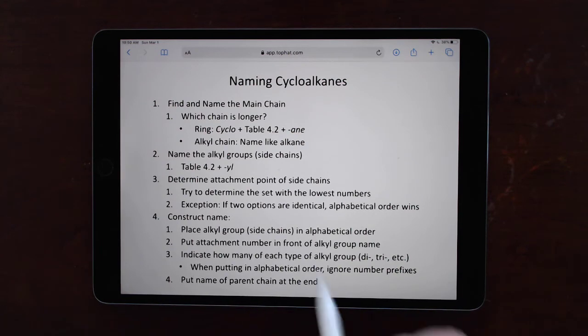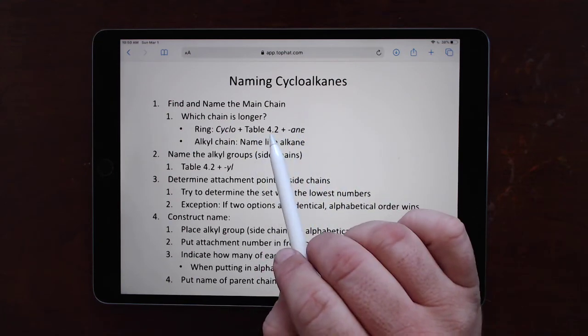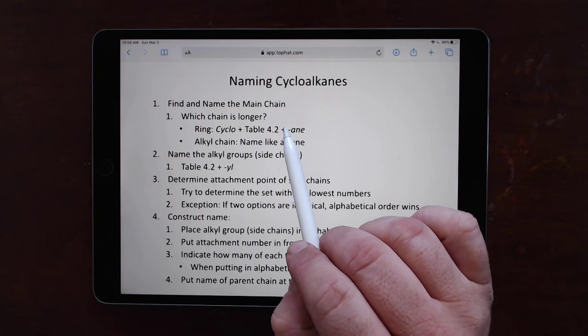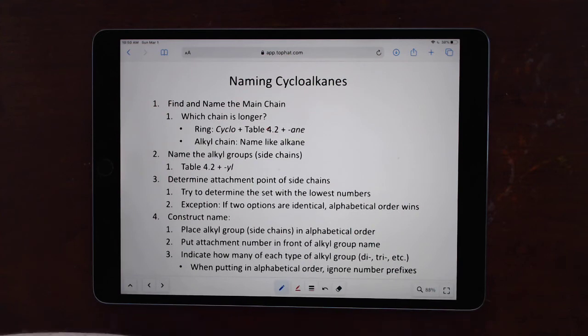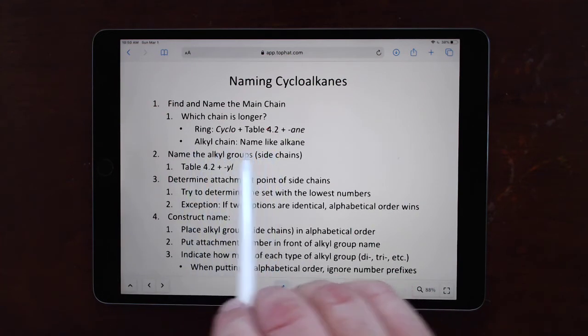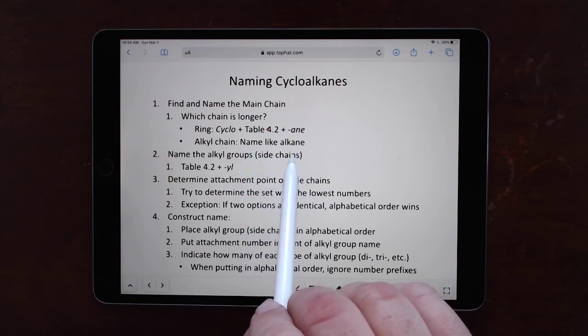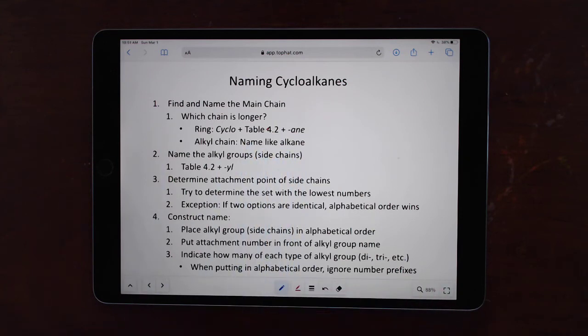And then to indicate that, since it's an alkane, it would be normal propane, butane, whatever. But to indicate that it's a ring, you would put the cyclo prefix out front. If, however, the alkyl chain is longer, then you name it just like a normal alkane, and now the ring becomes a side chain. So if it's a 6-membered ring, instead of cyclohexane, it would be cyclohexyl, just like methane becomes methyl. A cyclopropane group becomes cyclopropyl. A cyclobutane becomes cyclobutyl. Just normal rules like that.